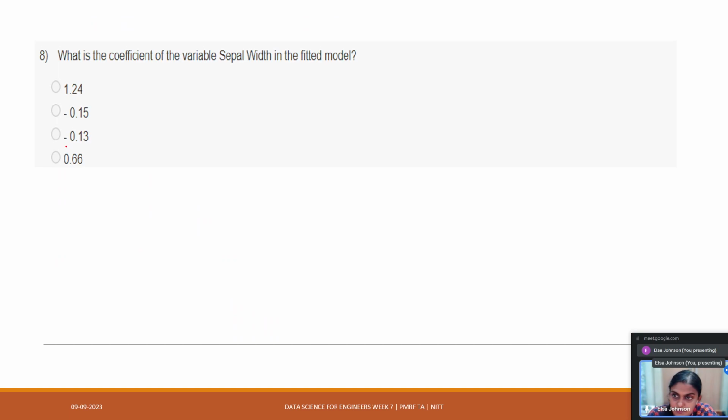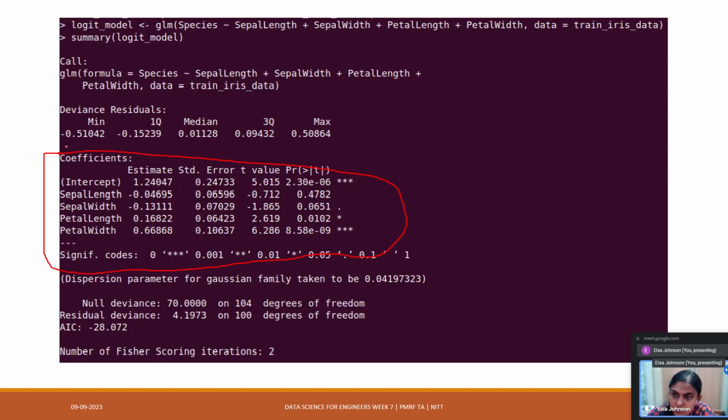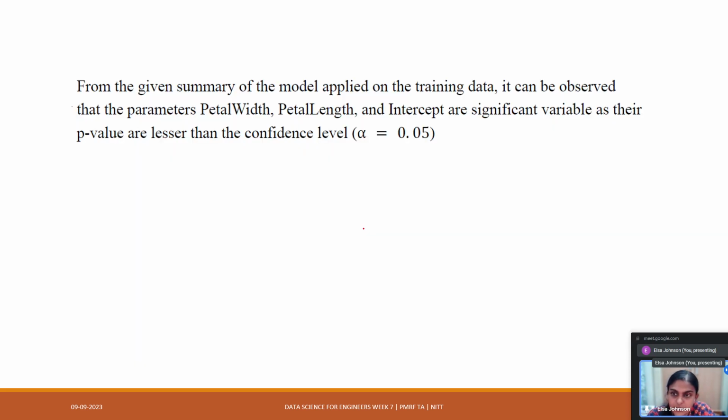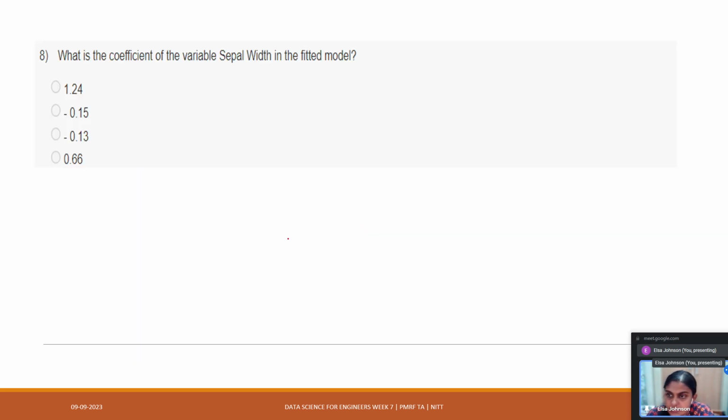So that we have solved. Then, what is the coefficient of the variable sepal width in this fitted model? We'll go back. We just have to see the coefficient of the sepal width. This is the coefficient of the sepal width there. So the answer is 0.13.